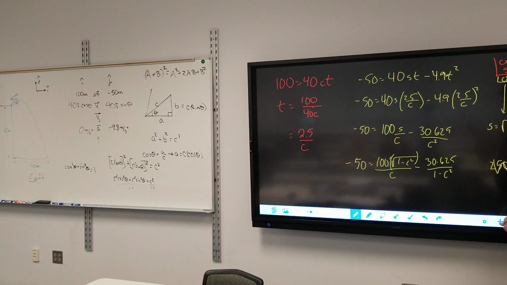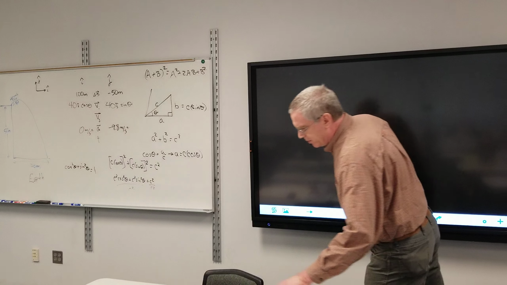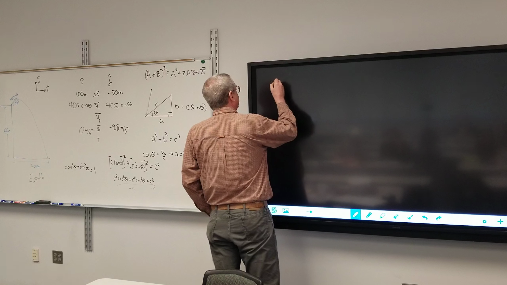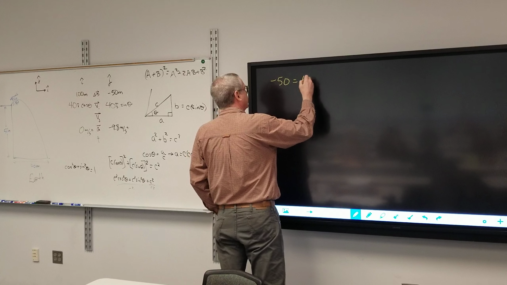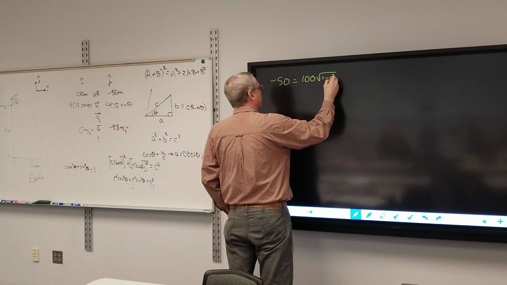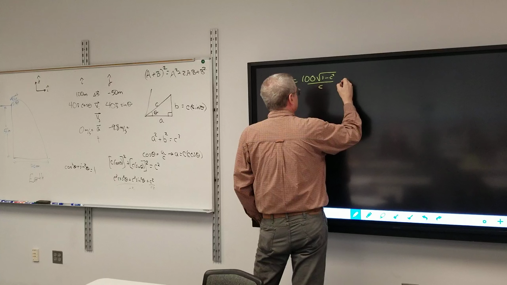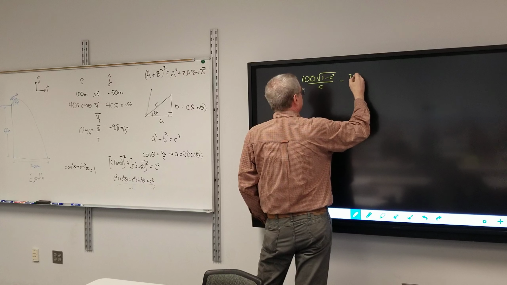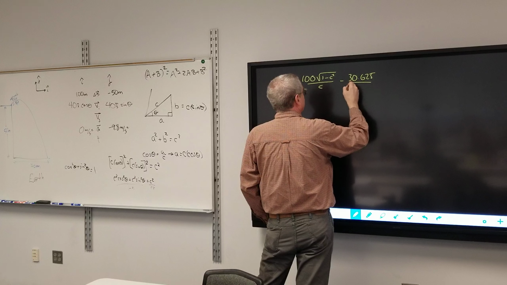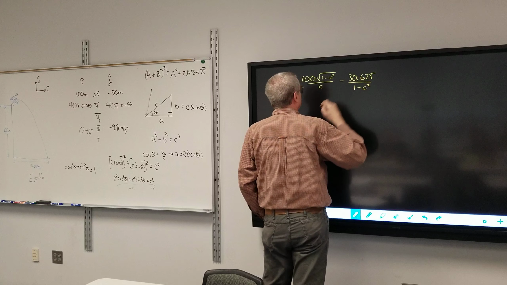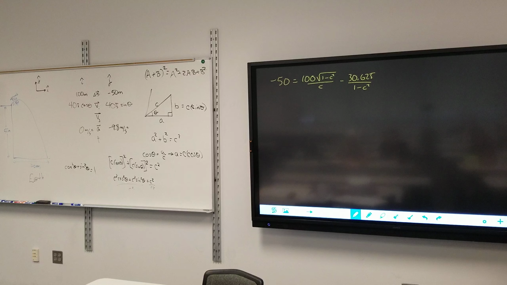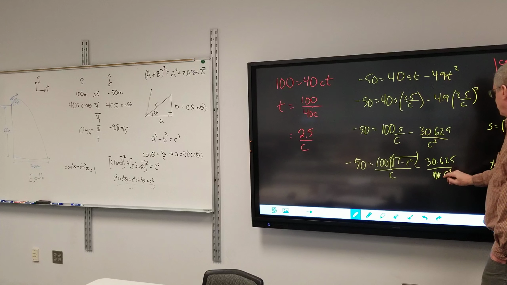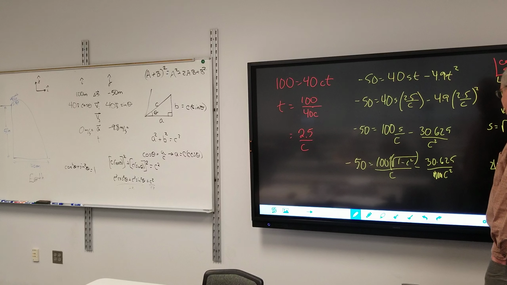Let's do something to 50. 30 minus 65. Let's see how much of that I remember. So we had negative 50 equals 100 square root of 1 minus c squared over c minus 30.625, divided by 1 minus c squared. All right. Oh, that's not right. No. That should just be c squared. Oh, well, it doesn't change the sticking point here.